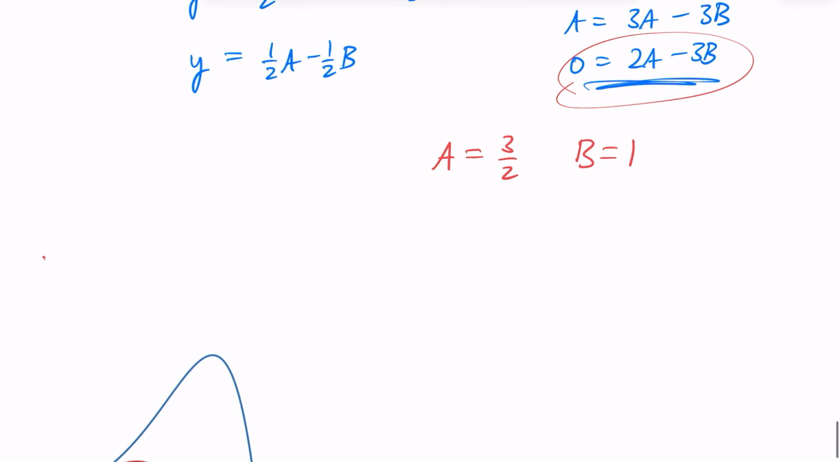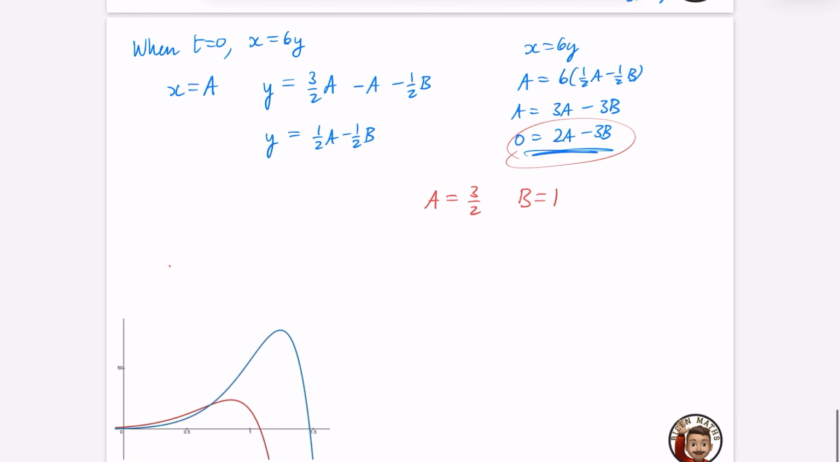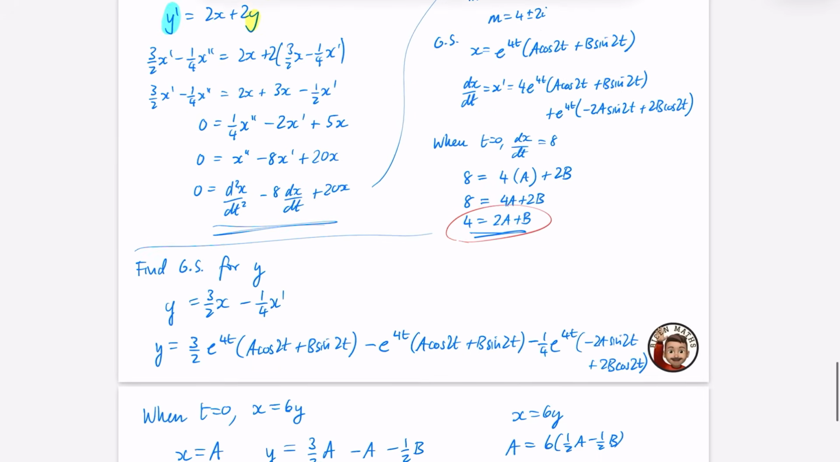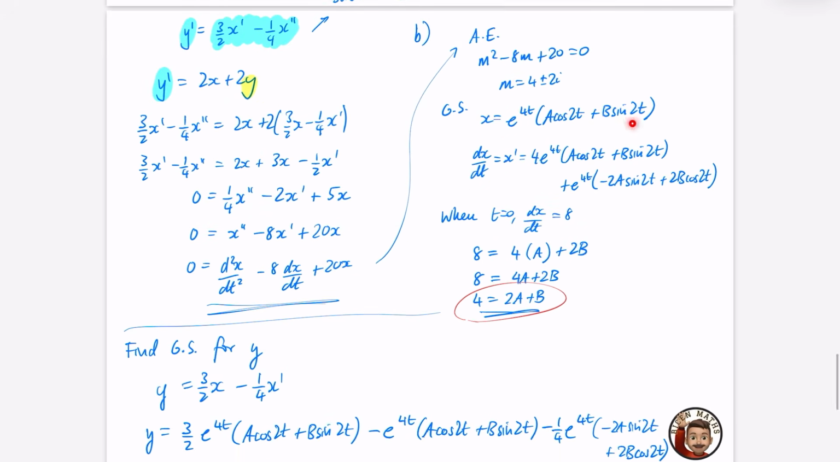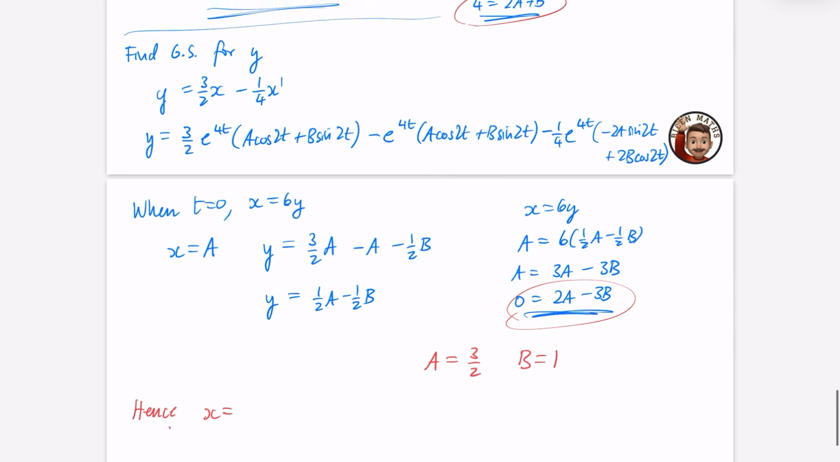So we now know that if a is 3 over 2 and b is 1, hence x is equal to, looking at the equation for x, it's really important to keep your page well organized here. Okay, it's this equation. So I know that a is 1.5 and b is 1.